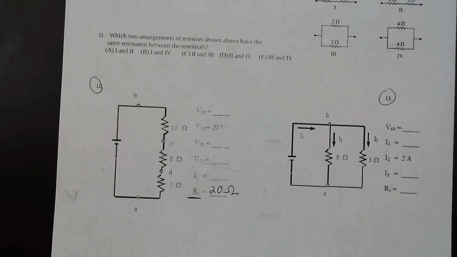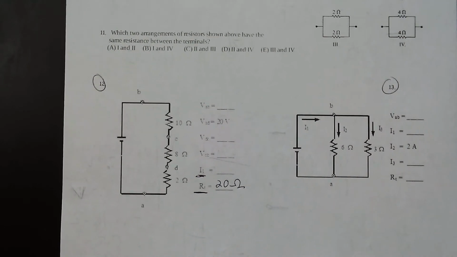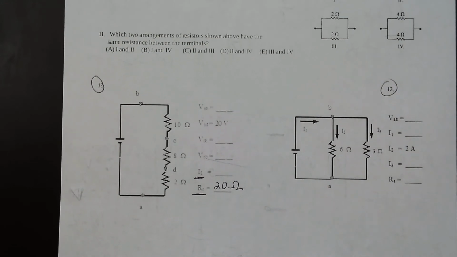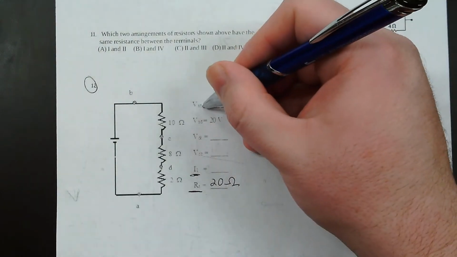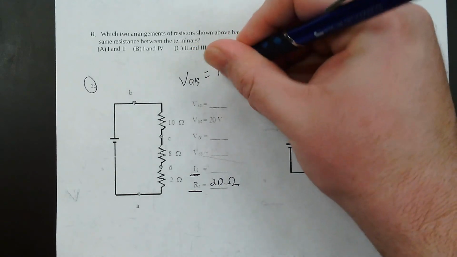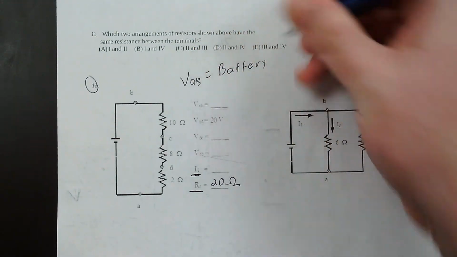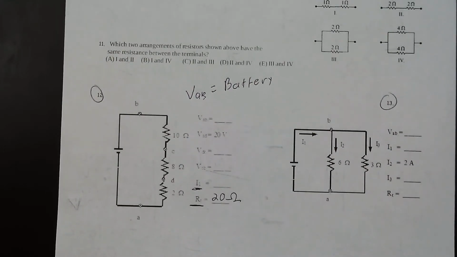Alright, well, what's next? I should probably try to find total current next. Current's another easy one to find. How do I find total current? Well, I know the total resistance, but I don't know the total voltage, okay? VAB generally equals battery. I don't know what that is, so I can't find total current like that. I'm going to have to find it a different way.